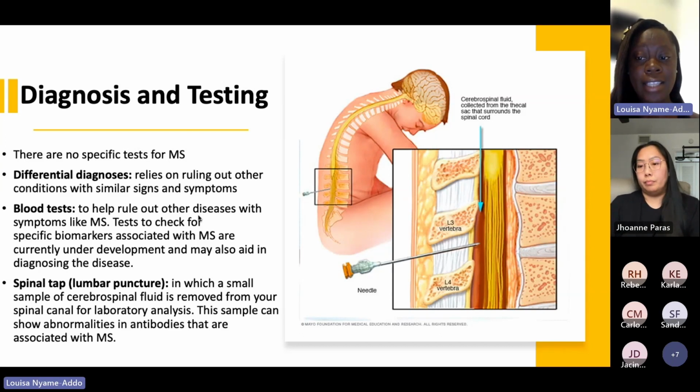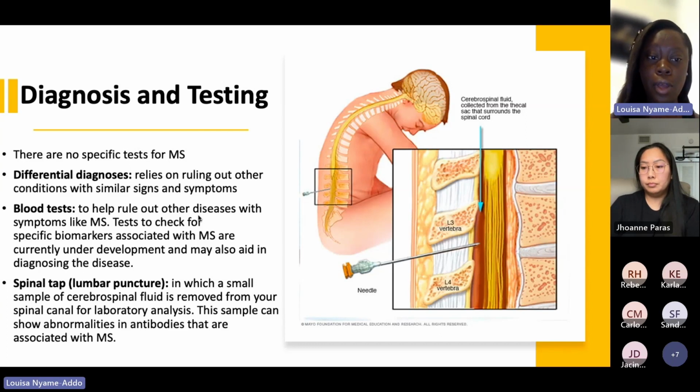The second is a spinal tap or lumbar puncture, in which a small sample of cerebrospinal fluid is removed from your spinal canal for laboratory analysis. This sample will show abnormalities and antibodies that are associated with multiple sclerosis. A spinal tap can also rule out infections and other conditions with symptoms like MS. A spinal tap is the picture on your screen.